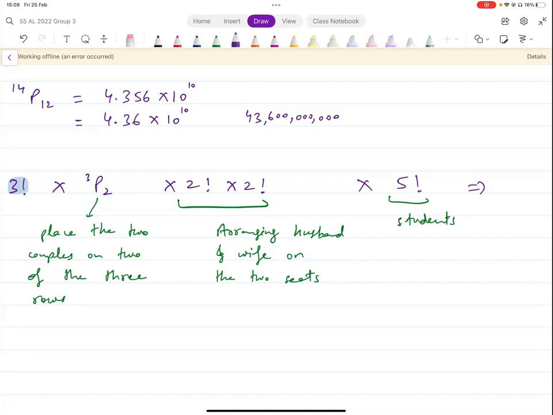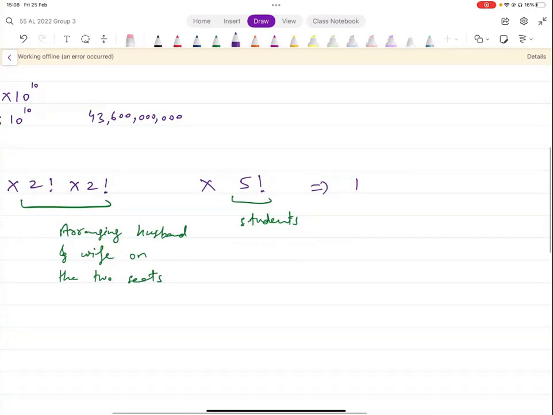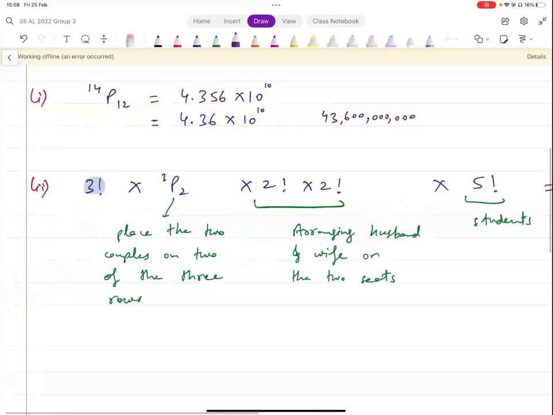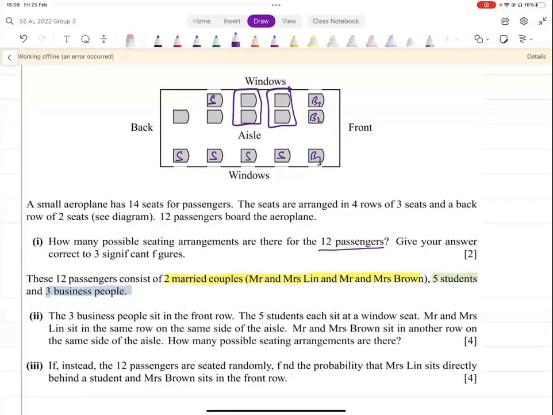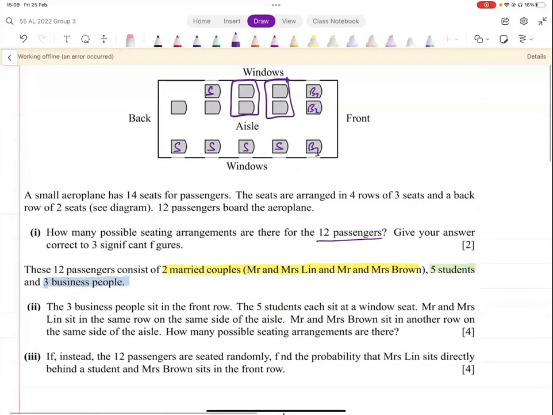What do we get? Sir, 17280. Yes, yes, third part, yes.